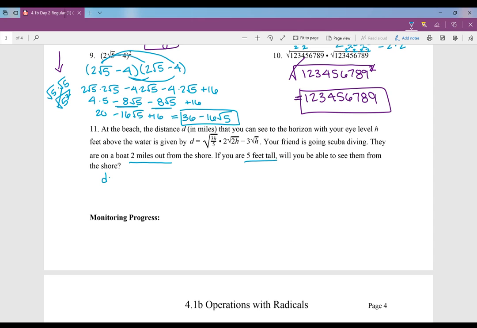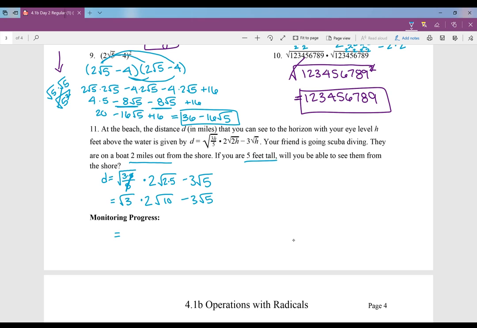So you're 5 feet tall. We're going to plug that height into our equation. So we have d equals the square root of 3 times 5 divided by 5 times 2 root 2 times 5 minus 3 root 5. So we're just plugging 5 in for all of our h's. Now if we're going to simplify this, we know that this first square root of 3 times 5 over 5, those 5's are going to cancel out. So we have the square root of 3. Then we have 2 times 5 is 10, minus 3 root 5.